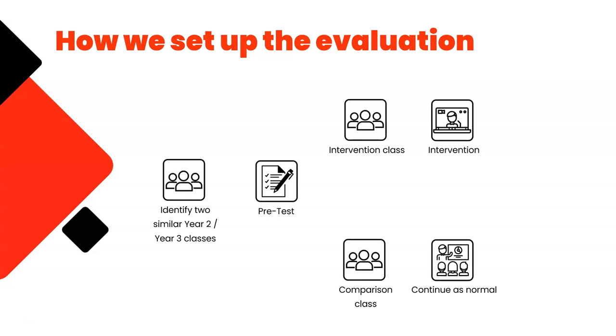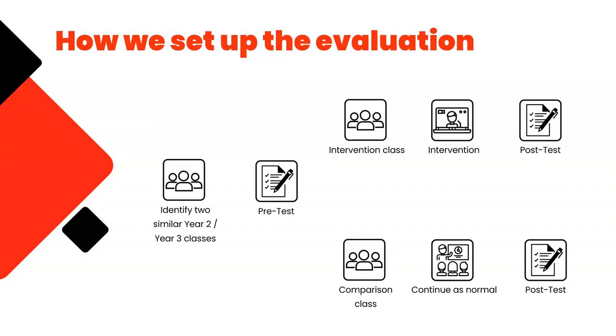The intervention class will use this for the duration of the trial, and then the comparison will continue as business as usual. At the end of the trial, both groups complete the post-assessment test, which is the same as the pre. When the data is inputted into the platform, it will generate an impact report. If this proves a positive approach, then you can open it up to the comparison class.